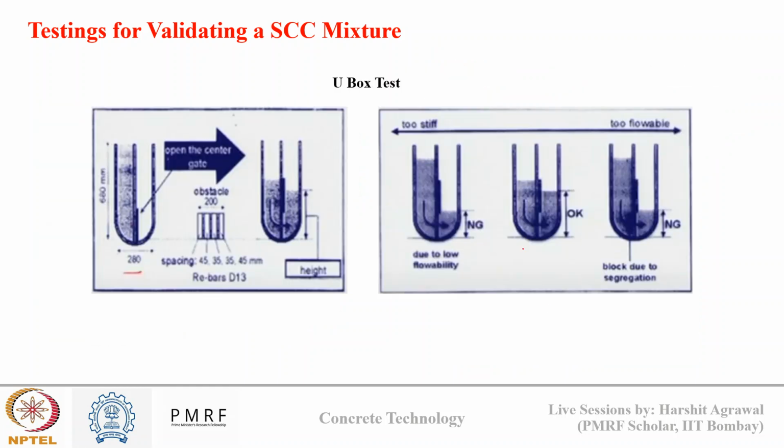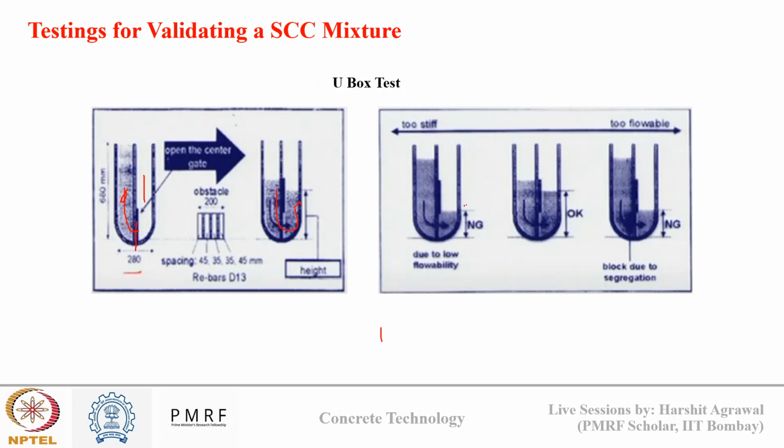So in the U-box test, figure 1 shows how the testing is performed. You can see on one side concrete is filled and the central gate is closed. This gate comprises different spacings. Once the gate is opened, the concrete tries to flow through this gate and the spacing between them, and as the concrete passes through the gate, it will fill the other side of the box, and the height of fill is what is of interest to us. You can see from here the concrete fills here.